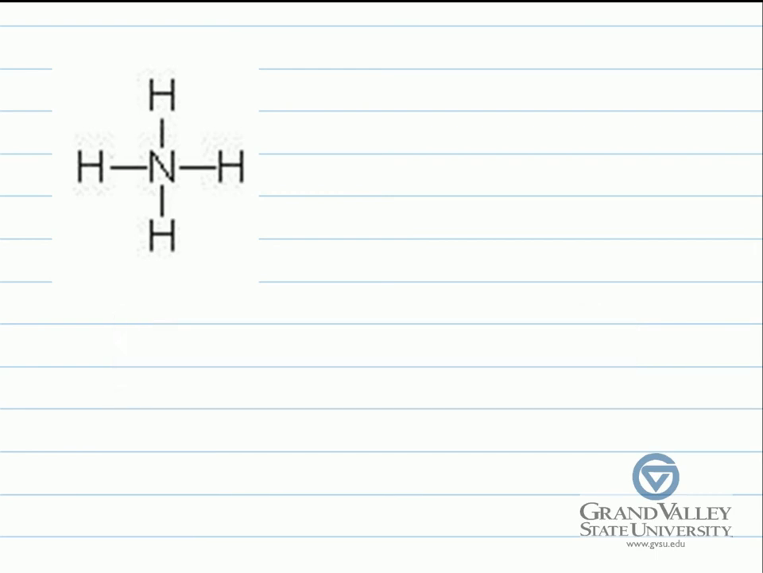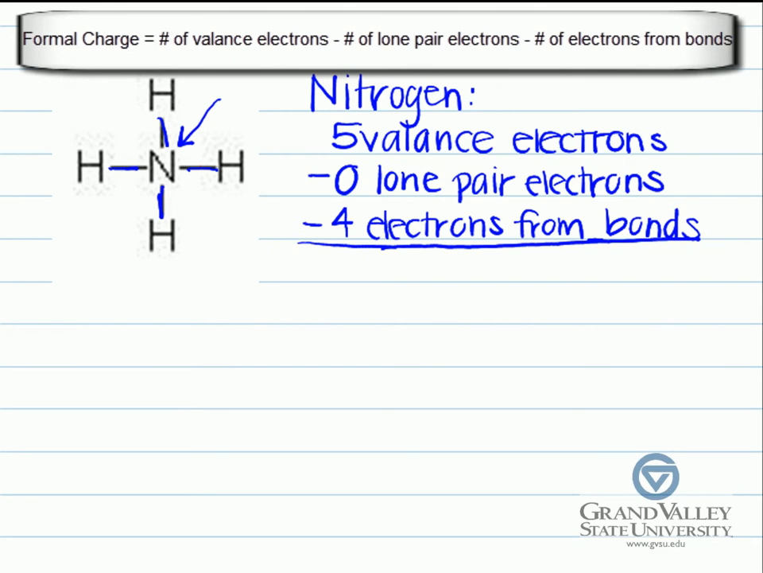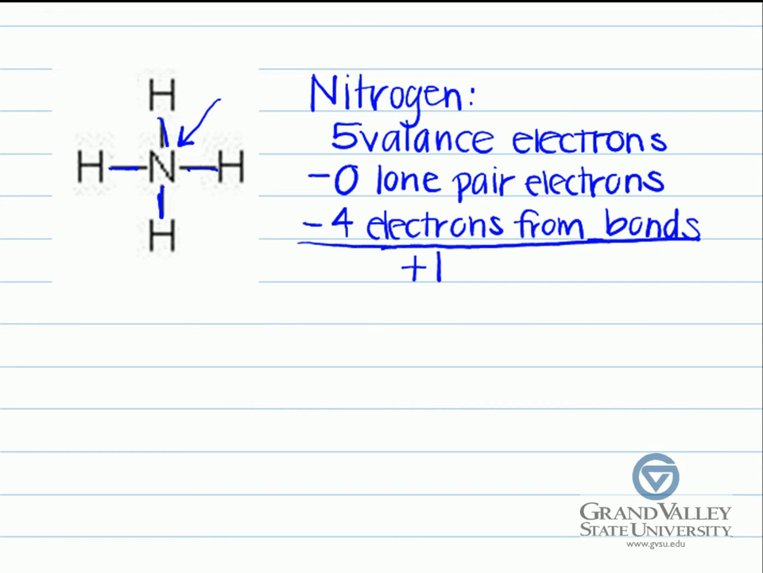Welcome back. We will start by calculating the formal charge on the nitrogen in this structure. We start with 5 valence electrons. There are no lone pair electrons in our nitrogen atom, but there are 4 electrons from the 4 covalent bonds with hydrogen. When we use our equation, we have 5 valence shell electrons minus 0 electrons from lone pairs minus 4 electrons from bonds equals positive 1.